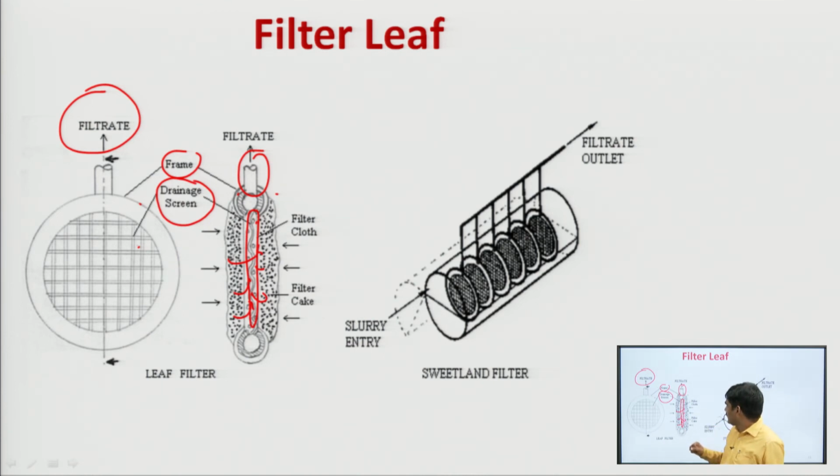During the washing cycle, what are we doing? We are applying flowing air through this, and this air comes out, exerting some pressure onto the filter cloth, and the cake is removed from the filter cloth simultaneously.